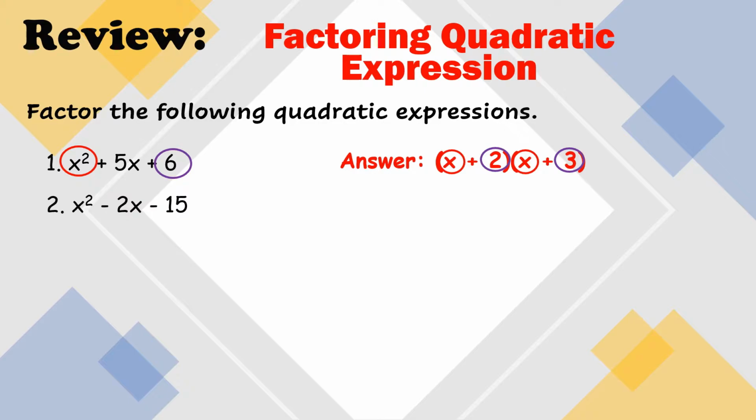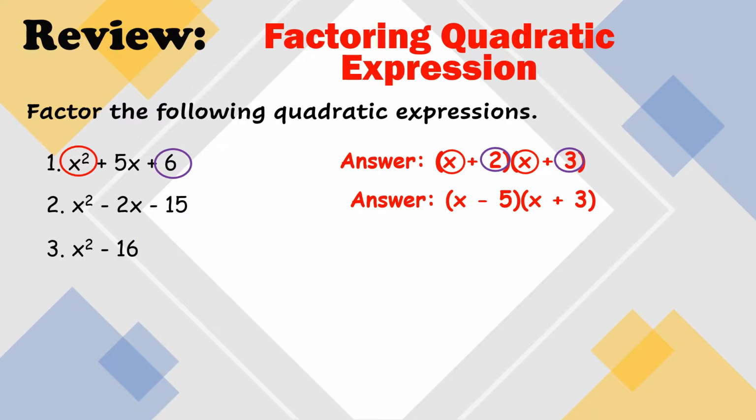x squared minus 2x minus 15. We're going to factor this as a product of two binomials. The first term will be from the factors of x squared, which are x, and the second term of the binomial will be from the factors of negative 15. For this one, we will have x minus 5 times x plus 3. Negative 5 times 3 is negative 15. At the same time, when you add negative 5 plus 3, you will have negative 2, which is the numerical coefficient of the middle term of our quadratic expression.